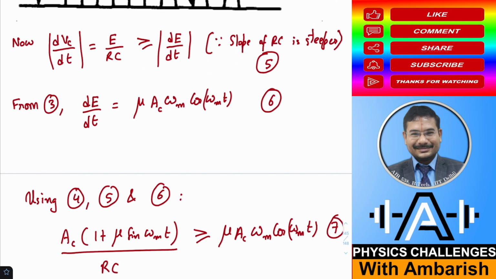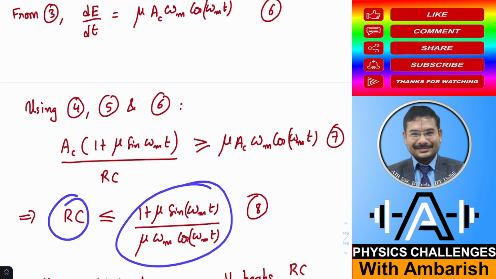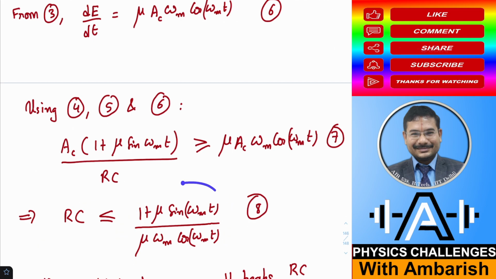So RC will be less than equal to (1 plus mu sin omega m t) divided by (mu omega m cos omega m t). Now this is the requirement on RC at any general time, but we want RC to satisfy this equation at all times, because we are not going to change the RC product for every time. RC is resistance and capacitance, values are fixed. So this equation should be satisfied at all times, right?